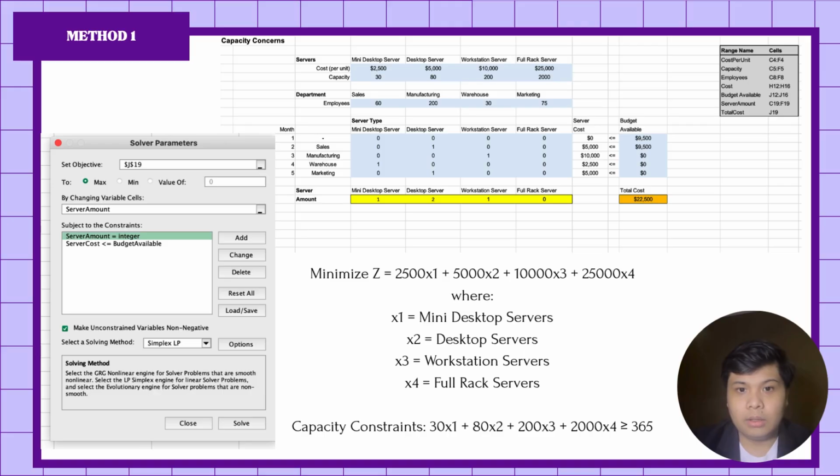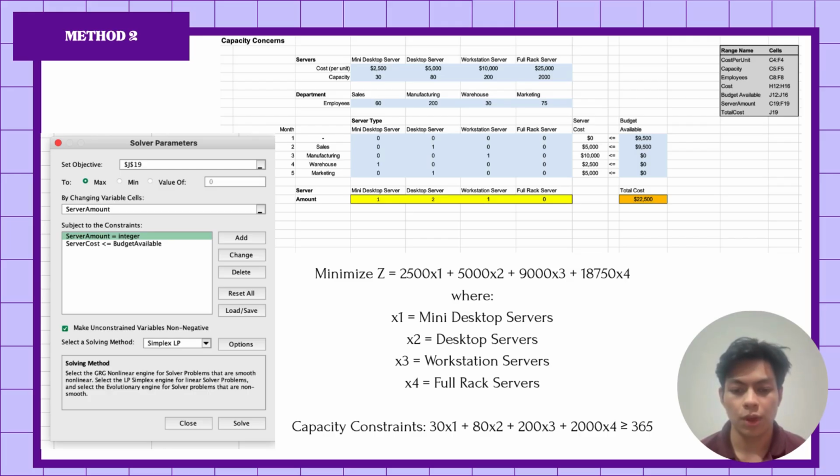Now, optional is the non-negative values only, so check make unconstrained variables non-negative, and for the solving method, select Simplex LP, suitable for linear programming problems with linear relationships and constraints. Now, this setup helps determine the optimal mix of servers to purchase, such that the employee capacity needs are met, department budgets are not exceeded, and costs are maximized for efficient budget utilization.